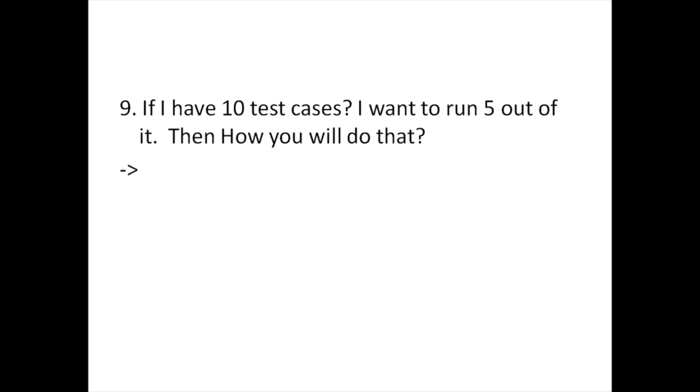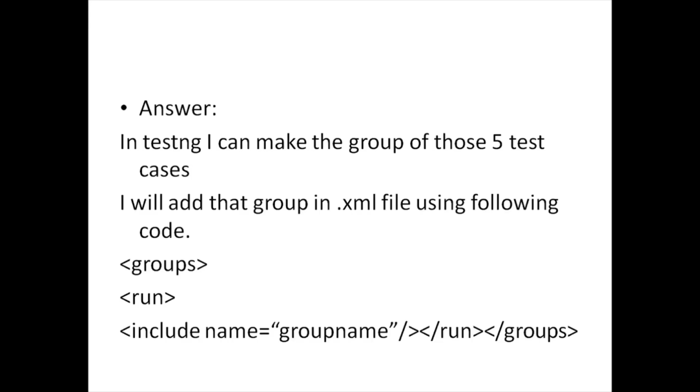Now next question is, if I have 10 test cases, I want to run 5 out of it, then how you will do that? So in TestNG, there is a mechanism of group. So I will make the group of those 5 test cases that I want to run, and in the .xml file, I will add the code like groups, then run, and then tag include name is equal to group name. Any group name I can give over here, and I will close those tags. Means the test cases which are involved in this group will only run. Okay, so in this way you also tell your answer.